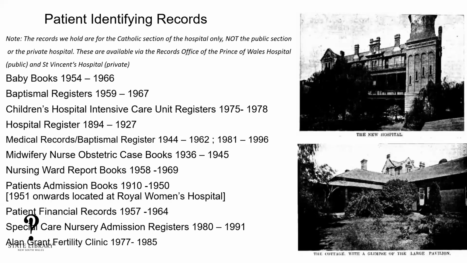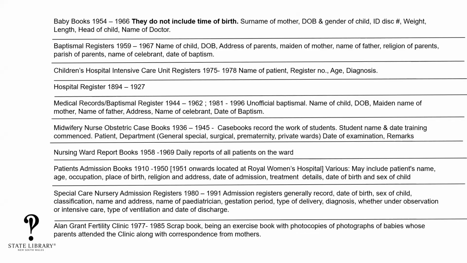So here is a list of some of the key records in this collection. And here's the same list, and what I've done is expanded it to show you the type of details that are in the records. Once again, I'm not going to talk through everything. The baby books and the patient admission books are some of the most popular.